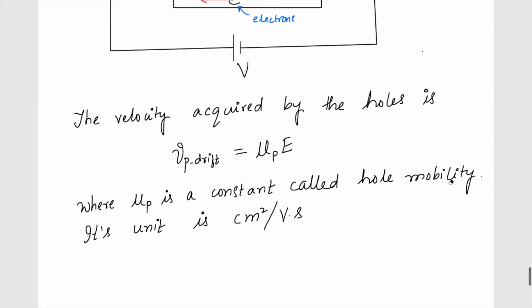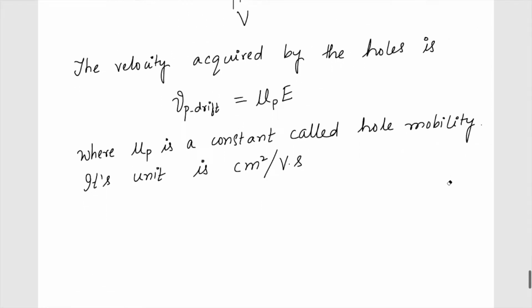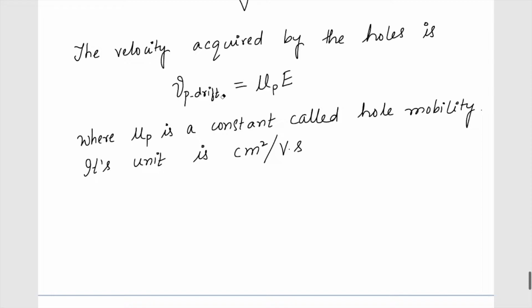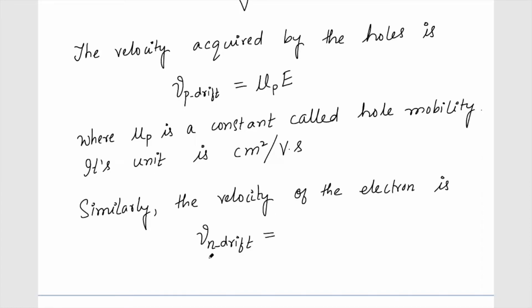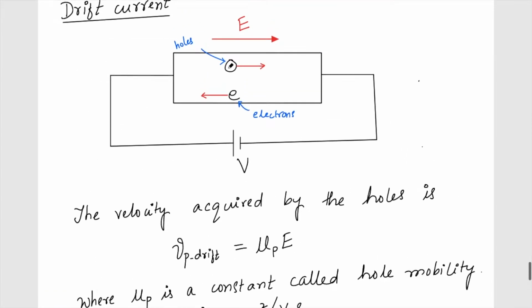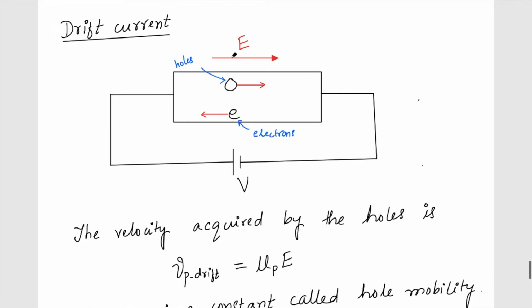Similarly for electrons, we can write the drift velocity of the electrons, Vn drift, and it is given by minus mu n E, minus because it is opposite to the direction of the electric field. The electric field is in this direction, whereas the movement of the electron is in the opposite direction of the electric field.